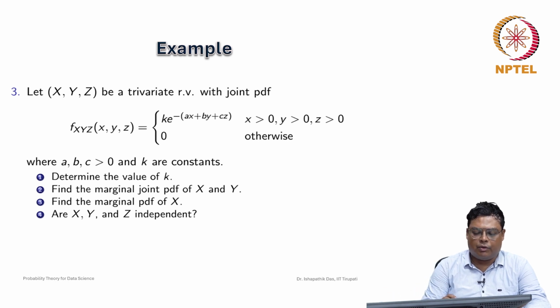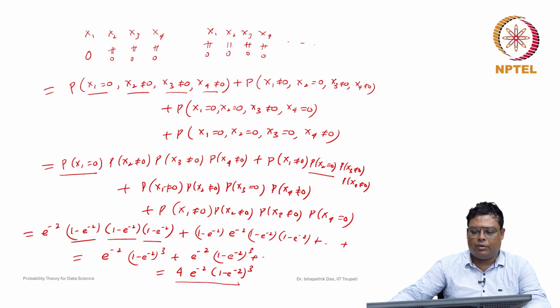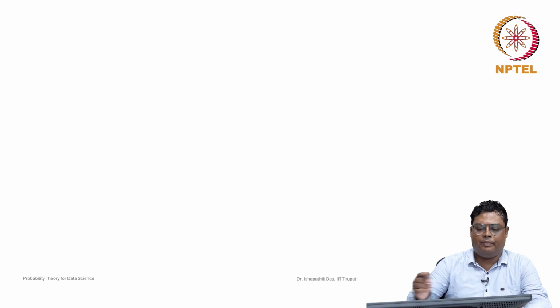Then some questions are asked, where a, b, c greater than 0 and k are constants. Determine the value of k, find the marginal joint probability density function of x and y, and find the marginal probability density function of x. Are x, y and z independent? So let us write down this joint probability density function f of x, y, z. So here it is, this is the problem.